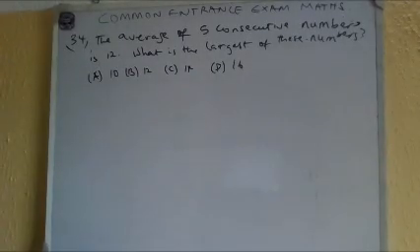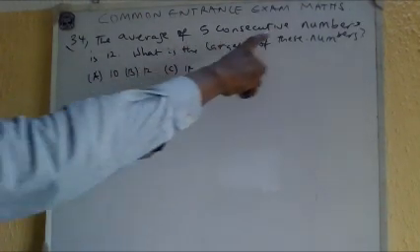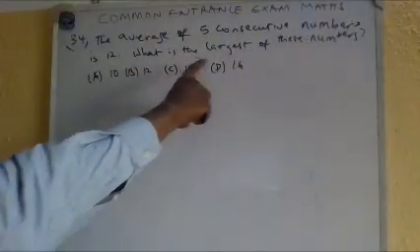Okay, so we have another question on the board. It says the average of 5 consecutive numbers is 12. What is the largest of these numbers?